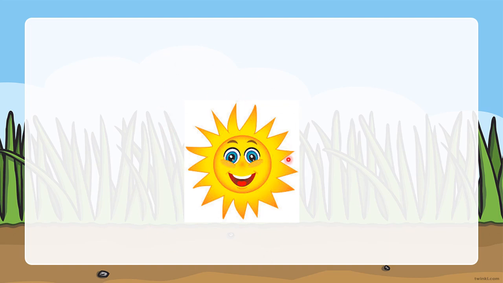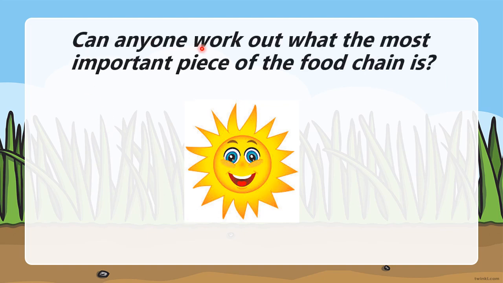What did you observe? A sun. Actually, a sun plays a vital role in transferring the energy. Do you know all the food chains are related to the energy of sun? At the end, the energy is again transferred and gets back to sun. That is called the transfer of energy. Can anyone work out what's the most important piece of the food chain? That is the sun.